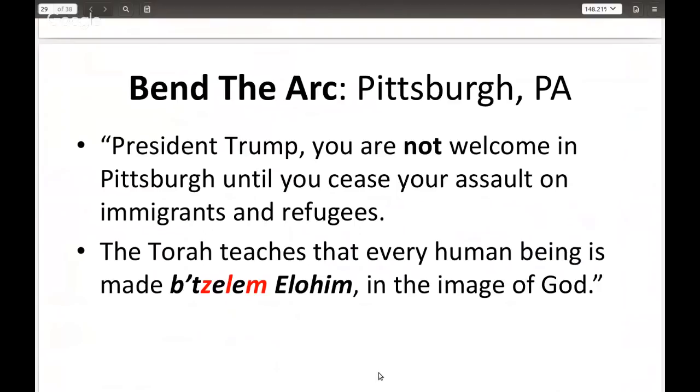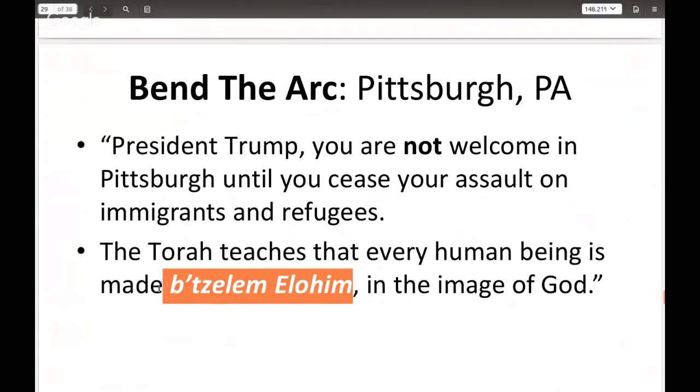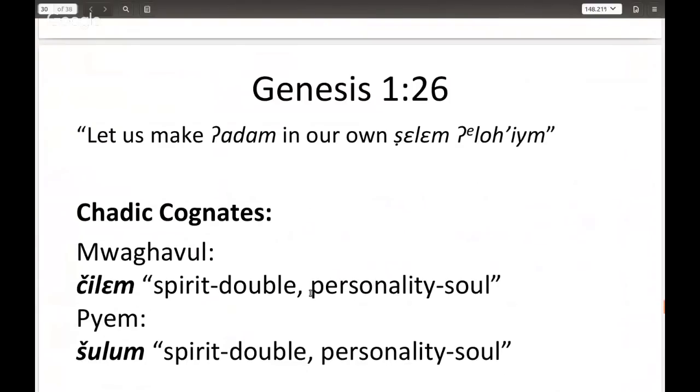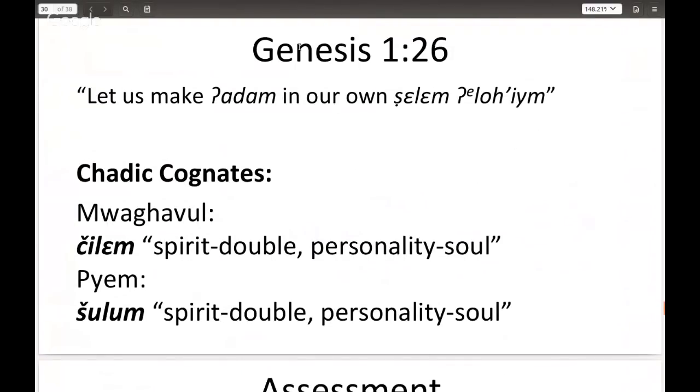And so the authors of this open letter are saying the Torah teaches us that every human being is made Btzelem Elohim, in the image of God. And so I have highlighted in red the root here, tzelem. And so this is Yiddish Hebrew here. But what they're talking about comes from the Bible, Genesis 1:26, where it says, let us make Adam in our own tzelem Elohim. And so this is a glottal stop sound in front of Adam.